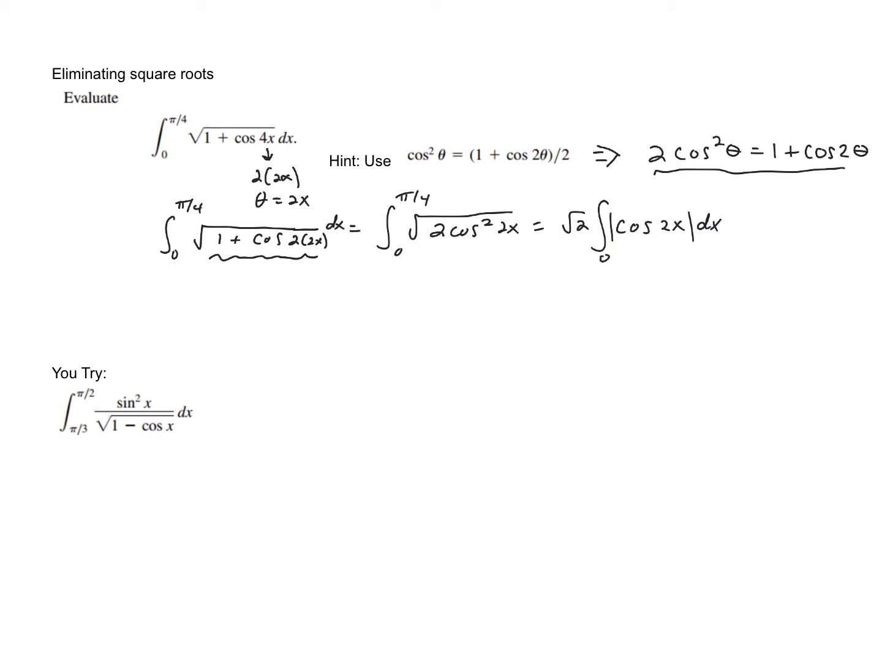But then I see that I have this going from 0 to pi over 4. Because that 0 to pi over 4 interval is positive, we don't really need the absolute values. And now I can integrate my cosine into sine.